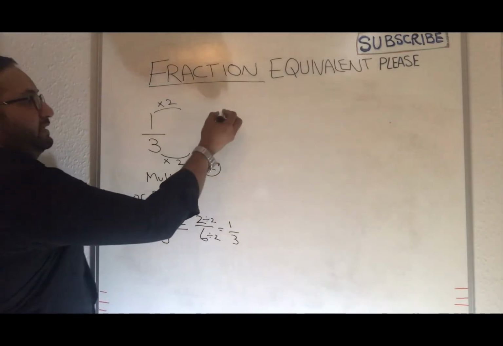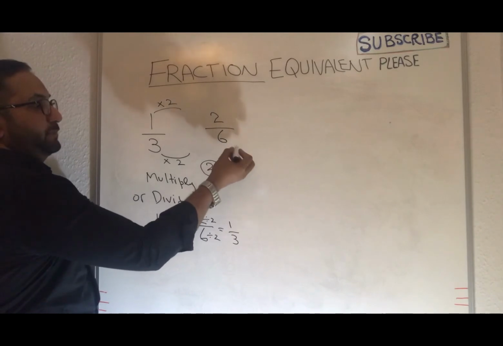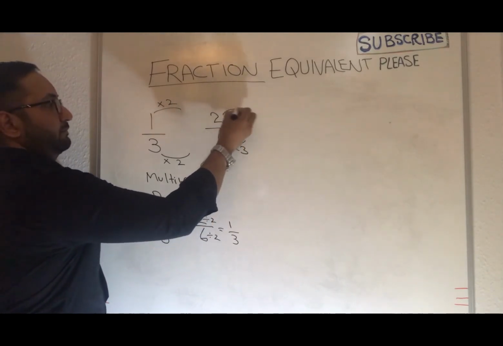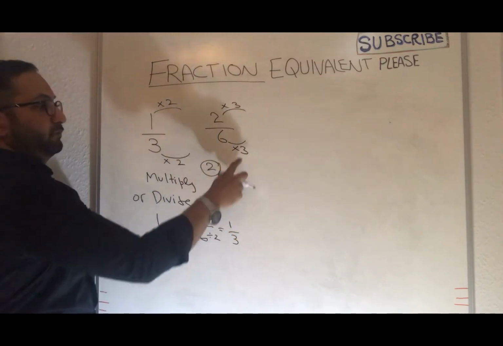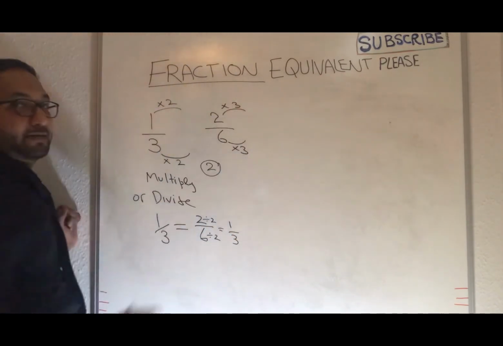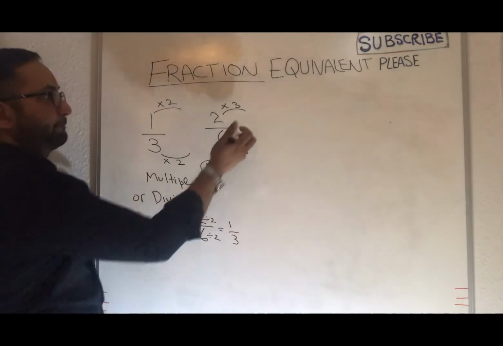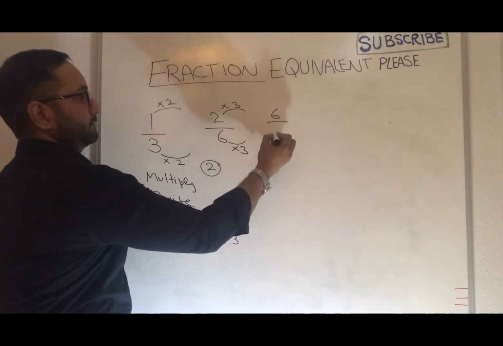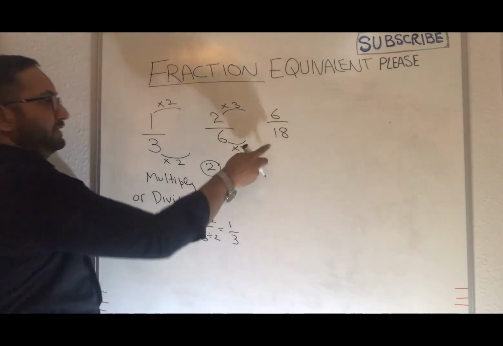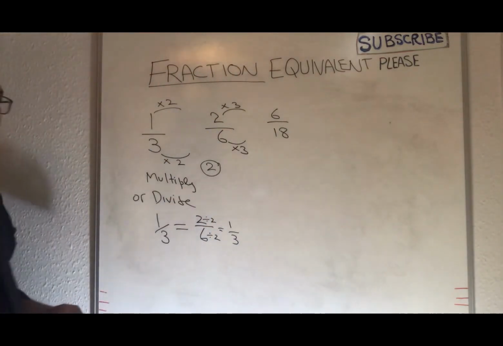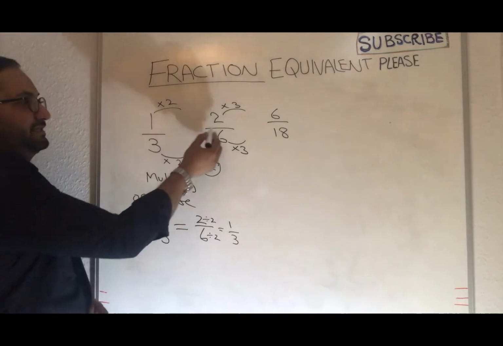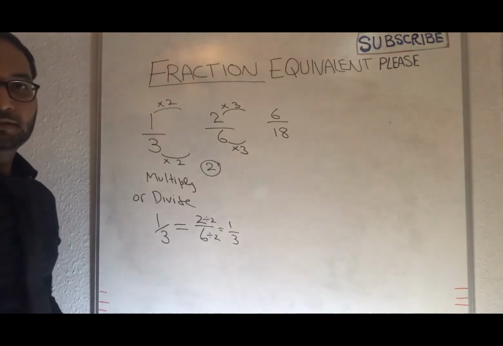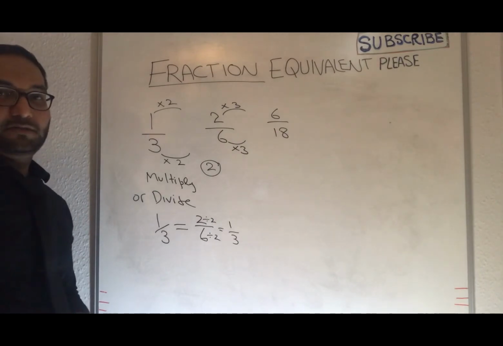So now again we can apply a different operation. If we multiply by 3, the multiplier should be the same. Multiplier should be the same. That becomes 6 and that becomes 18, and this is exactly equal. So 1 over 3 is equivalent to 2 over 6 and 2 over 6 is equivalent to 6 over 18. So that is called an equivalent fraction.